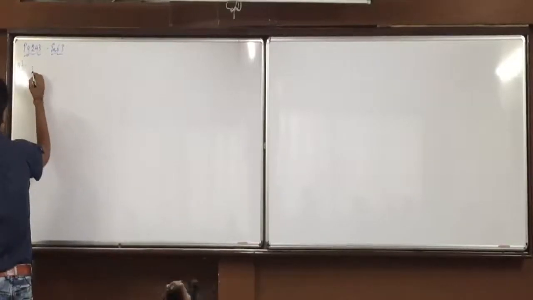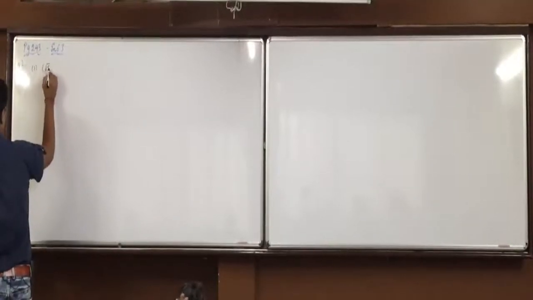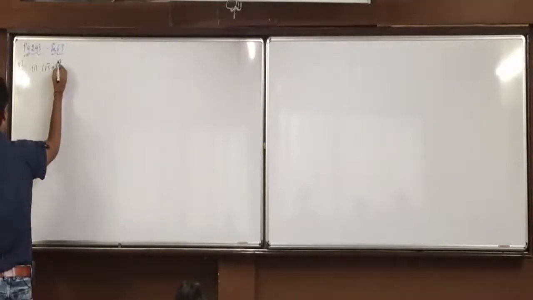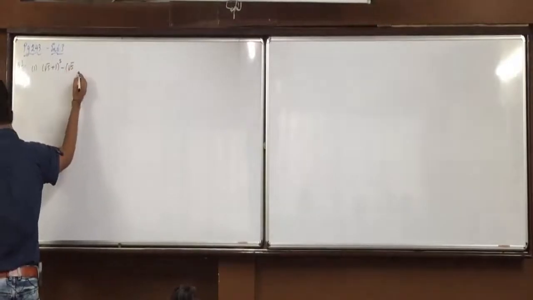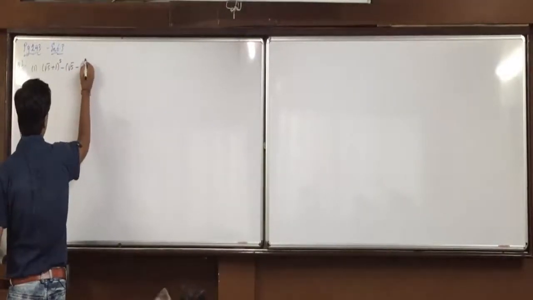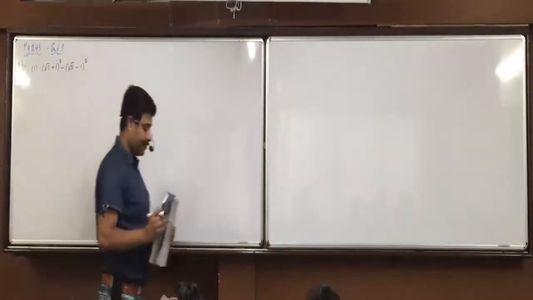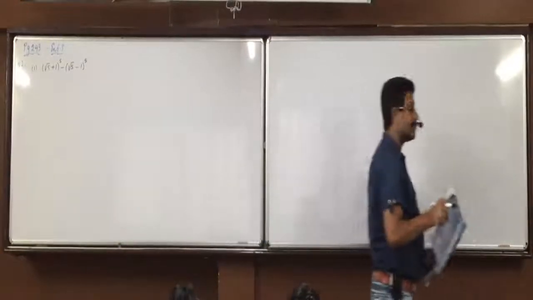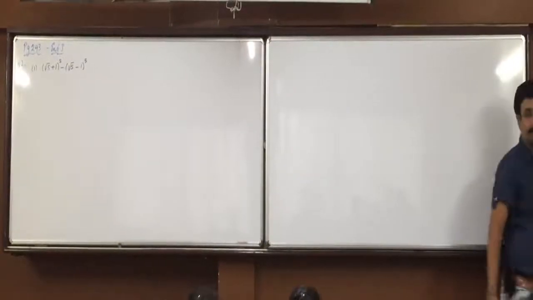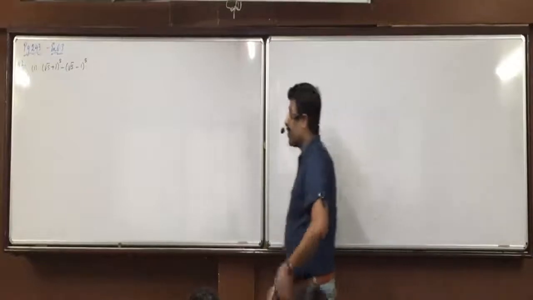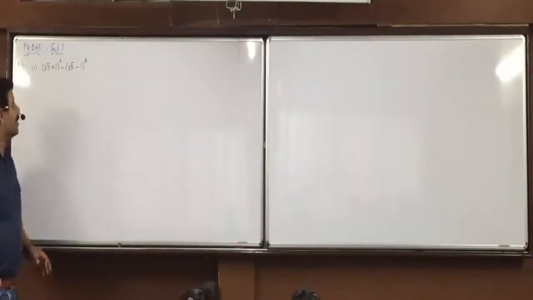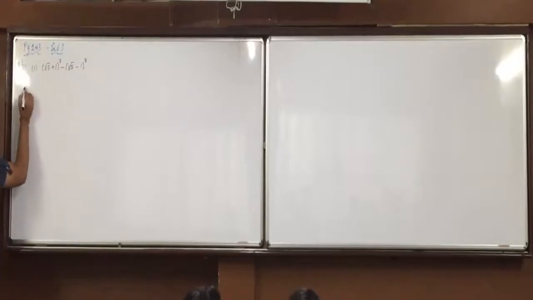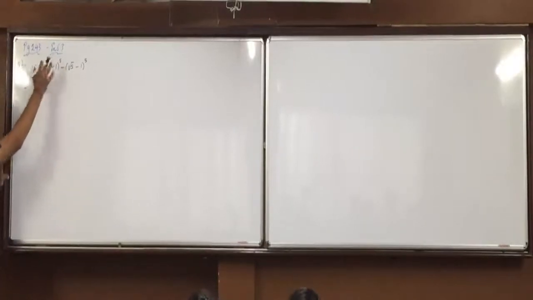Root 5 plus 1 raised to the power 5 minus root 5 minus 1 raised to the power 5. Now, as I said, the first one I'll explain, and from the next one onwards I'll ask you. First I solve this: root 5 plus 1 raised to the power 5.